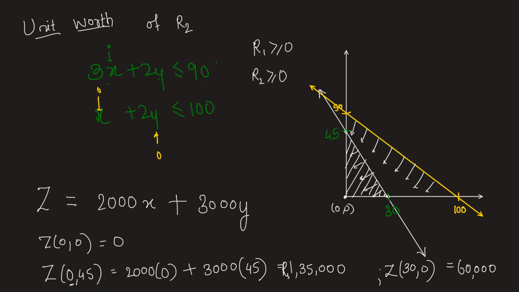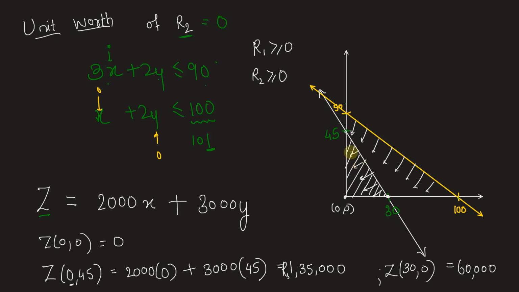Now, to calculate the unit price of R2, if we increase R2 by 1 kg, we change this 100 to 101. What will be the change in the profit? If we change it to 101, this point will shift as well as this point will also shift. So the constraint of the yellow line is shifting outwards. But will there be a change in the feasible region? No, there won't be a change, because the overlapping part will remain the same. So Z remains the same irrespective of increasing R2 by 1 unit or 1 kg. That is why we can say the unit worth of R2 is 0.